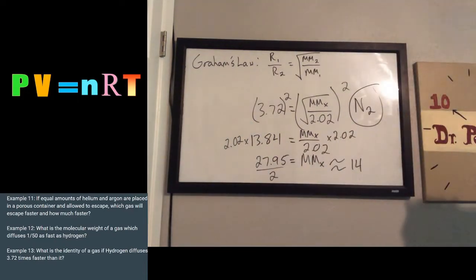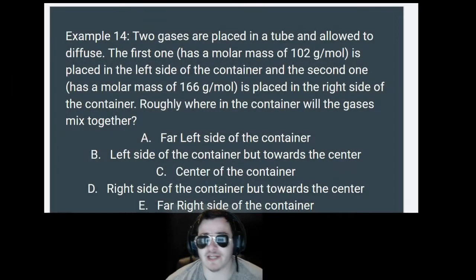However, if that doesn't work, well then you definitely did something wrong. So a little hint: if you're looking to identify an element and you don't get a number that appears on the periodic table, try dividing it by 2 and see if something appears. Example 14 is a purely conceptual question. It's still Graham's law, but purely conceptual. There shouldn't be any math we actually have to do.